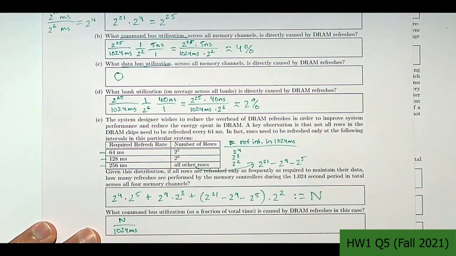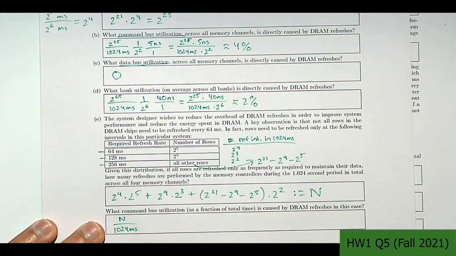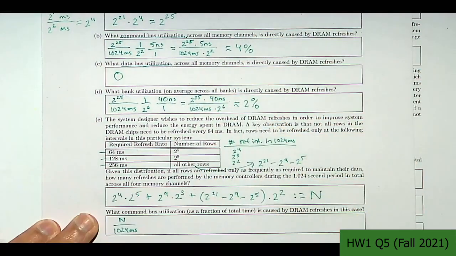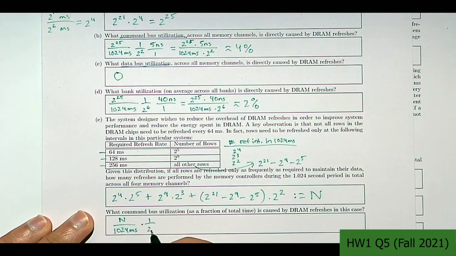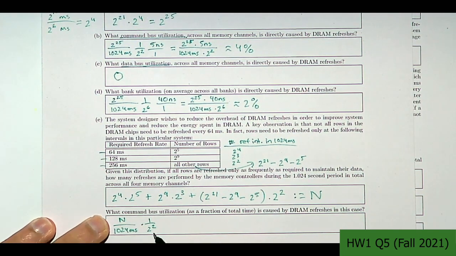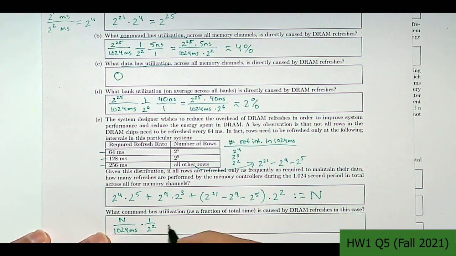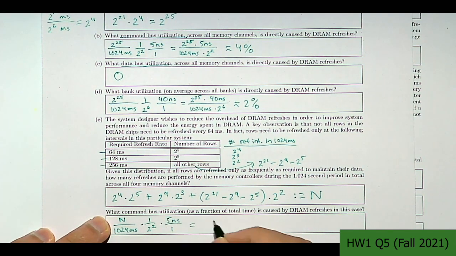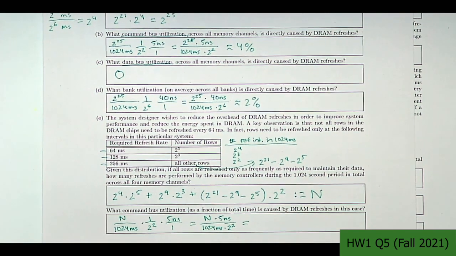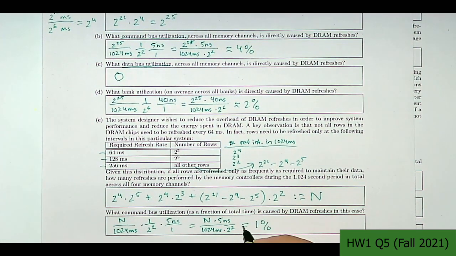We basically do the exact same thing as up here. We have n refreshes total in the system, but we know that we have 4 different memory controllers and therefore 4 different channels, so we have to scale this by 4. We essentially divide n by 2 to the 2, and that's the number of refreshes per channel, happening over this time period. We know that each single refresh operation keeps the command bus busy for 5 nanoseconds, so 5 nanoseconds per one refresh. The answer is then just n times 5 nanoseconds over 1024 milliseconds times 2 to the 2. Once again, you could go ahead and simplify it. Based on the solutions, this ends up being about 1%, something like that.